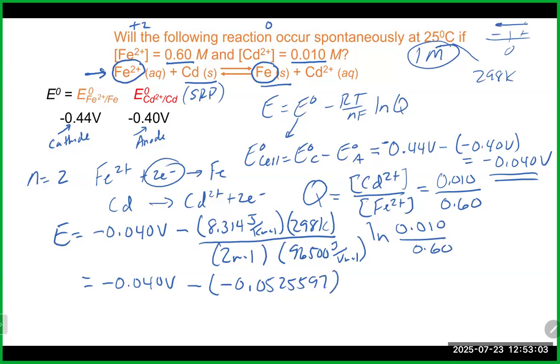0.0525597. And now to get the E of my cell, negative 0.04 minus my answer is going to get me basically 0.013 volts in this case. And that is a positive voltage, not a lot, but it is a positive voltage. Basically under these conditions, it would be spontaneous, as we did achieve a positive voltage. Any questions on that?